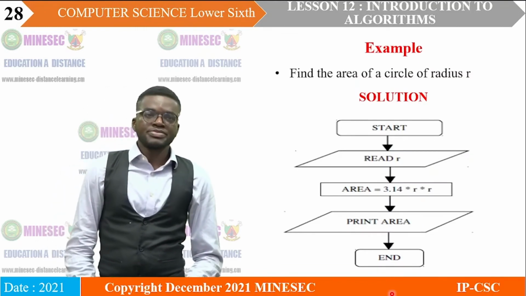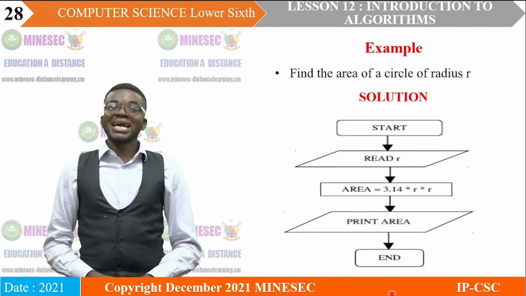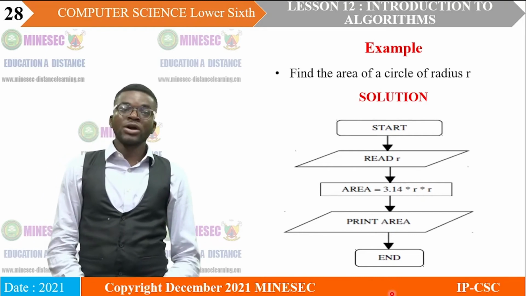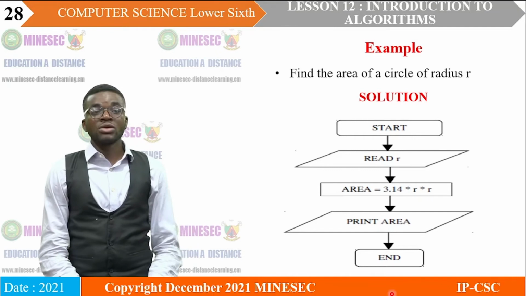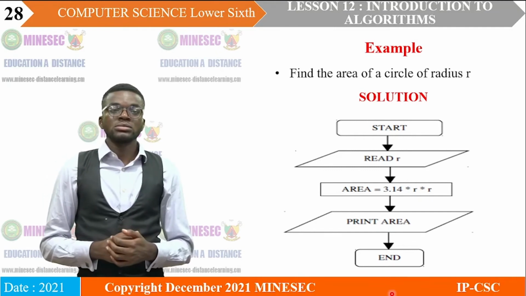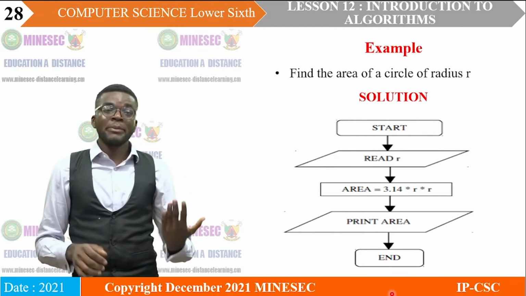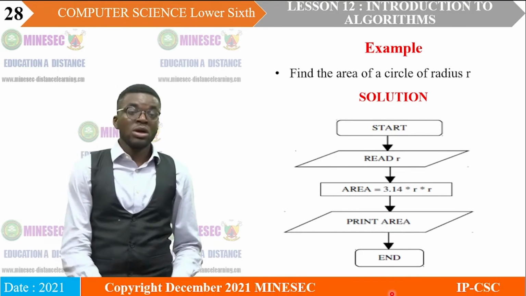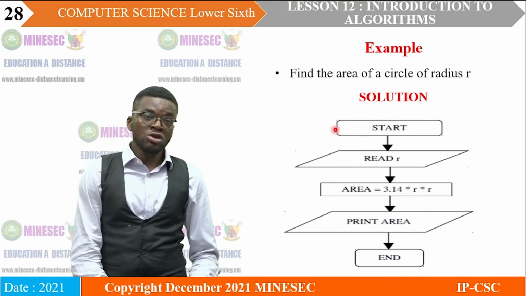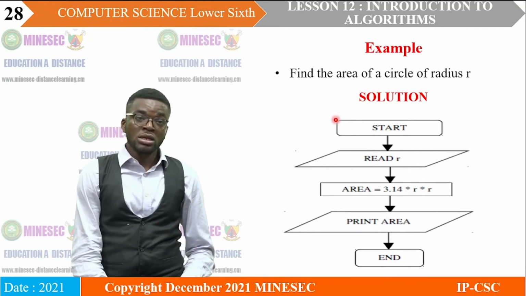Example of an algorithm which has been represented using a flowchart. To find the area of a circle of radius r, we know that the area of a circle is given by pi times radius squared. So with this symbol, which is used as a terminal to represent the beginning and end of an algorithm, we state start.